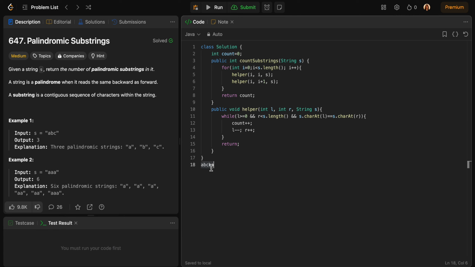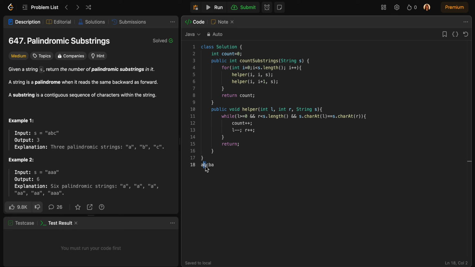Okay, so just to clarify this, let's suppose you are at index 2 right now. Your i is 2. You are on this index, right? You have two variables, left and right. Currently both of the values are at the same point, that is C. Now we are checking whether L and R, that is 2 right now, are in bound. Yes. Are these both values equal? Yes. Then in that case we will expand our left and right.